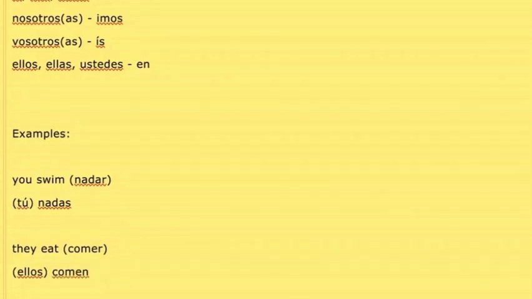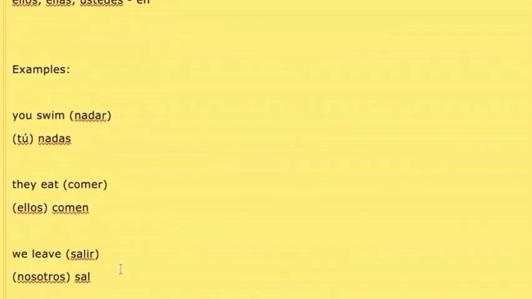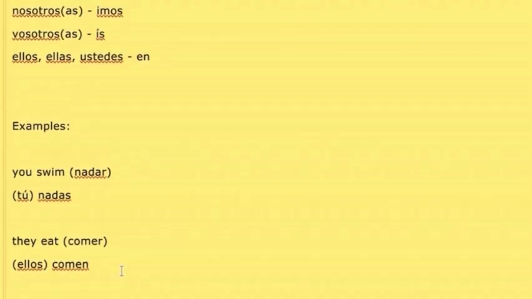And finally we leave. Start with our word salir. Take off the ending. Of course we could say nosotros in front of it as well if we wanted to. Now we're going to go up. You can see nosotros salimos. There you have it. There's some examples of conjugations and just in general how conjugations work.